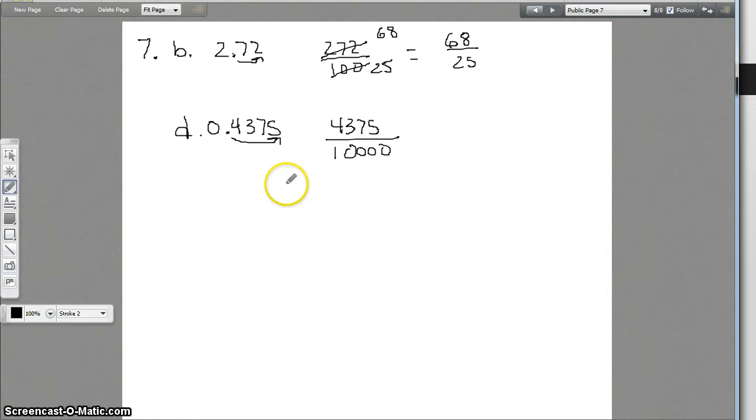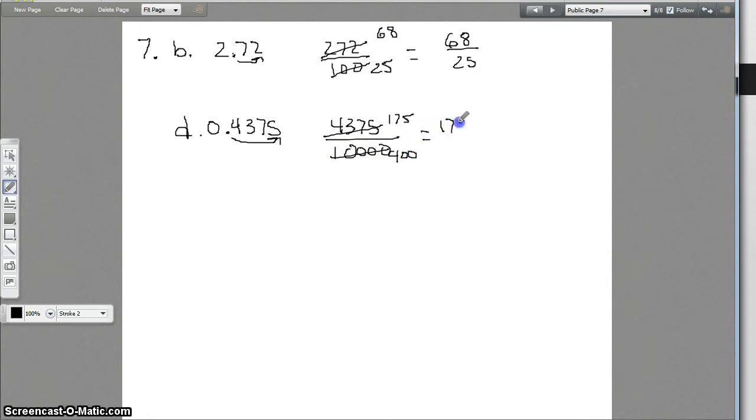So what I'm going to do is start off by dividing the numerator and the denominator both by 25, because I notice my numerator ends with 75, and that's a multiple of 25. So I divide 4,375 by 25, and I get 175. I divide 10,000 by 25, and I get 400.